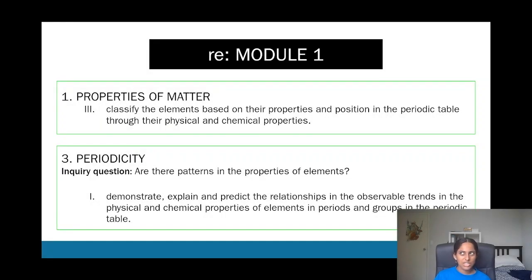The next section of that inquiry question is also how it looks like in the periodic table, and I'm also combining it with the third inquiry question of periodicity. That's pretty much just asking, what are the patterns in your periodic table?